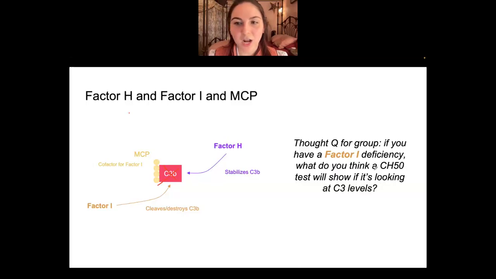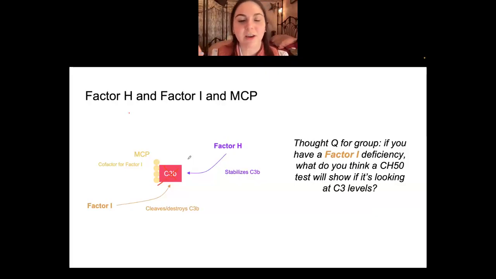So why does factor H and I bind to C3b as opposed to C3 before it gets broken down? It's a good question. I think it's just an evolutionary thing that adapted. You want C3 to spontaneously convert to C3a and C3b, right? That's how you initiate the alternative pathway. So you still want that to happen.